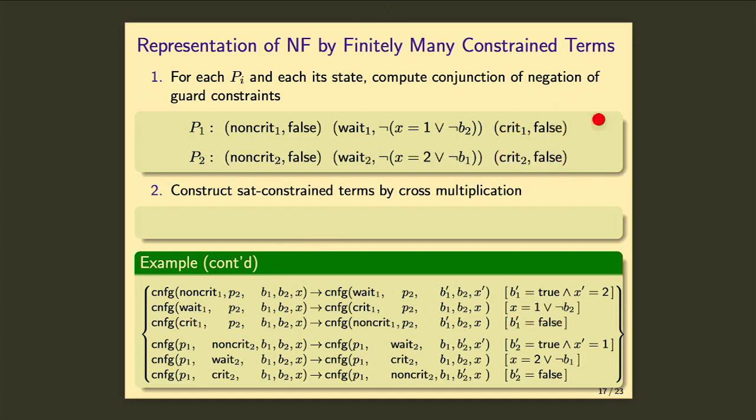And the same as at P2, and we can get these 6 pairs. And then construct set constraint terms by cross multiplication. So non-crit and non-crit, non-crit and wait. But we only have to consider the set constraint, so we don't have to consider these false ones. So only these 2. So the normal form of this LCDRS is this term, where processes 1 and 2 are both in waiting states, and the guard is this.